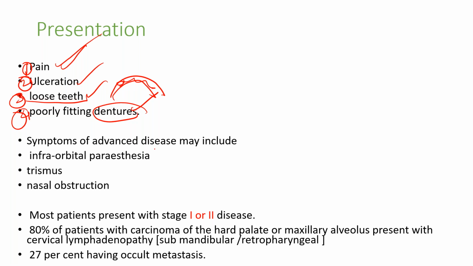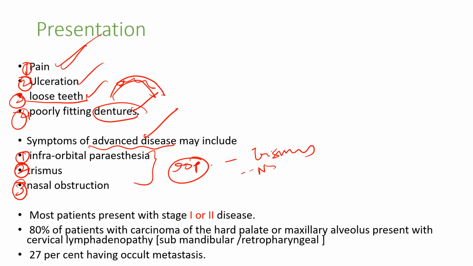Advanced disease. What are the symptoms of advanced disease? Number one, infraorbital paresthesia. Number two, trismus. Number three, nasal block. Infraorbital paresthesia, trismus, and nasal block. Trismus is because of masticator space involvement.